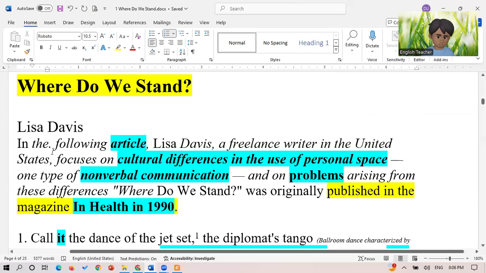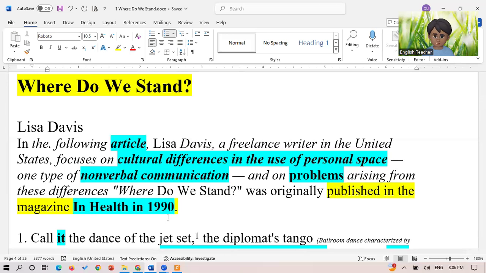For example, it says in the following article, Lisa Davies, a freelance writer in the United States, focuses on cultural differences in the use of personal space, one type of non-verbal communication, and on problems arising from these differences. Where Do We Stand was originally published in the magazine In Health in 1990. Now you read more about the context and you find that this essay was published in the magazine In Health in the year 1990, and it was written by Lisa Davies, and this essay talks about cultural differences in the use of personal space, that is a type of non-verbal communication.